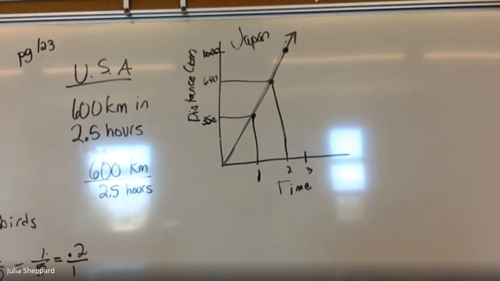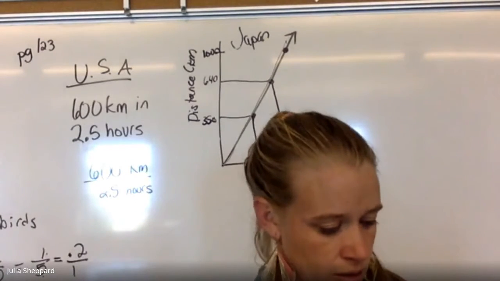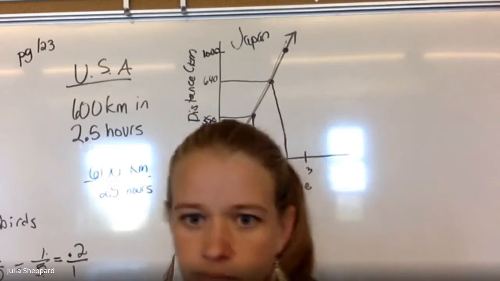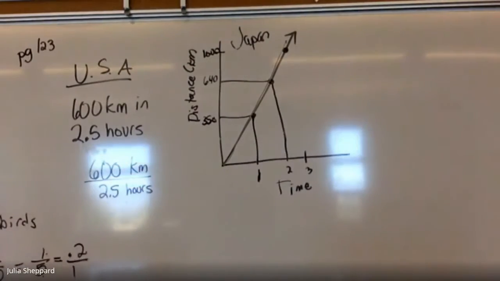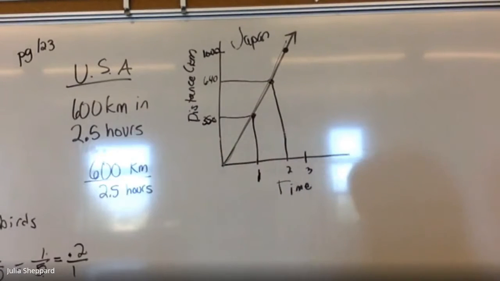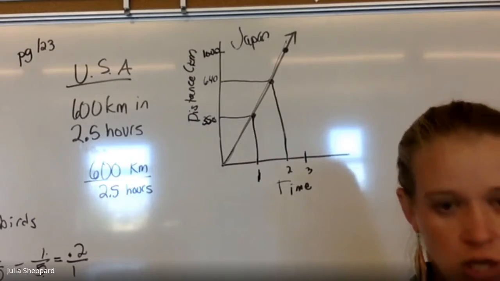So let me do that. Get your calculator out, or Google it, or whatever you need to do. Oh, calculator doesn't work. Bummer. 600 divided by 2.5. Probably do this in your head faster than I can do it on the calculator. 600 divided by 2.5 equals 240.